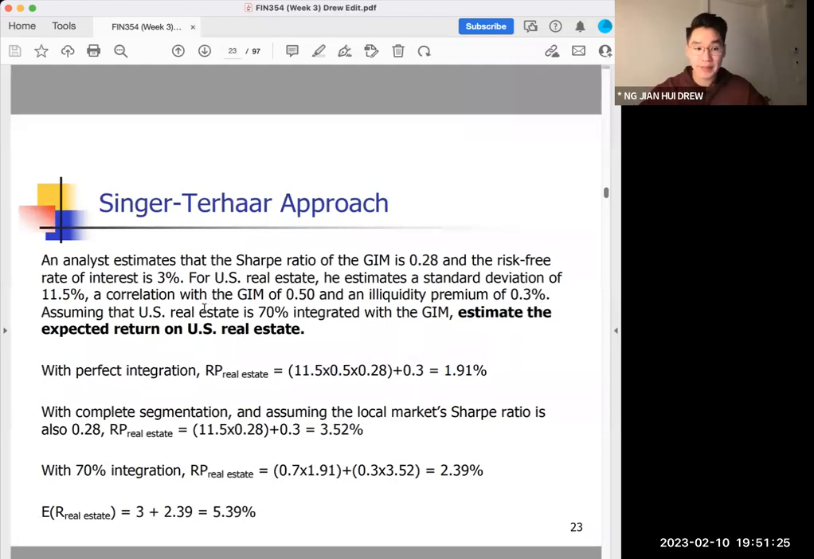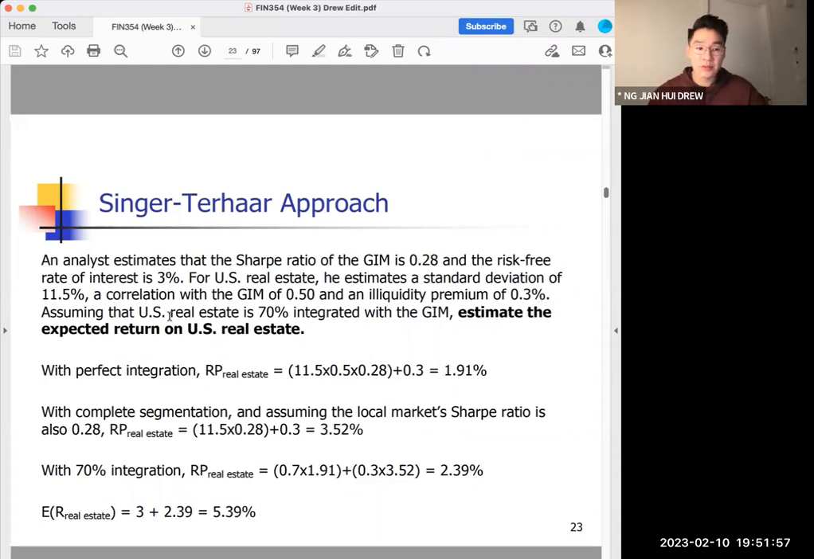So this is an example here. Like I mentioned, sometimes they tell you the Sharpe ratio. So they say the Sharpe ratio of GYM, which is basically like a stock, is 0.28. There's a risk-free rate of 3%. So for US real estate, he estimates that the standard deviation is this. So you're given the standard deviation. The correlation of GYM is 0.5 and the illiquidity premium is 0.3.